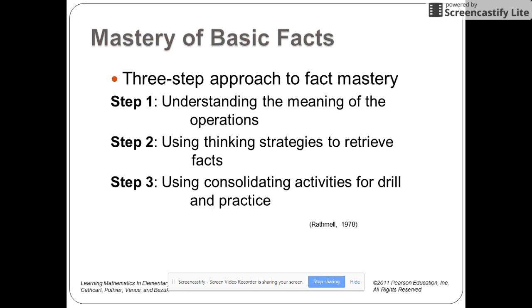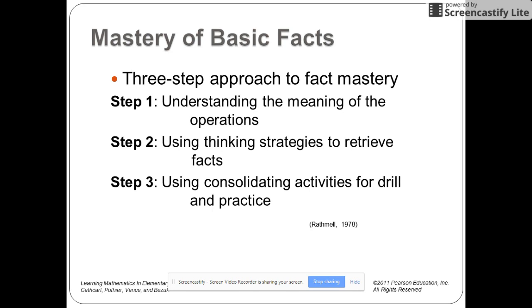Step 3, consolidating activities, could come in the form of games, worksheets, and other activities that give children opportunities to practice facts that they are learning in order to memorize them. So remember that drill and practice are most effective. As you're looking at what your students need to know or should know, keep this in mind as we're looking at Georgia standards.